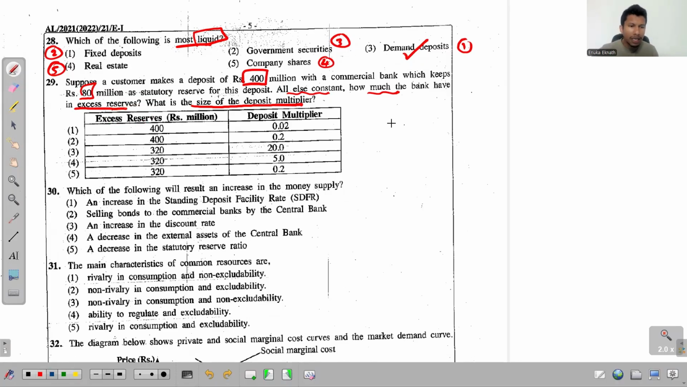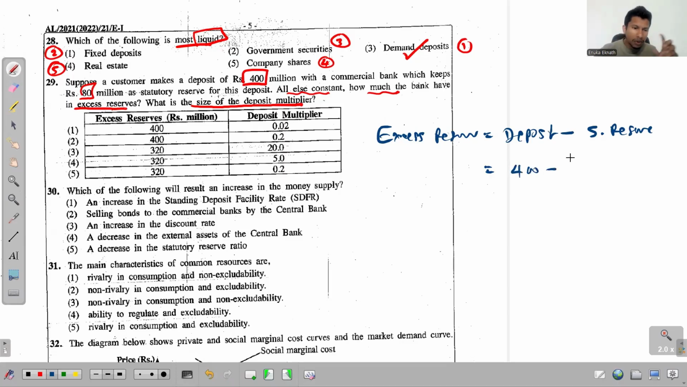How do we calculate this excess reserve? We write excess reserve equals the total deposit, and from this you need to deduct the statutory reserve. So the total deposit that the bank receives this time is 400 and the statutory reserve is 80. So the excess reserve that arises from this particular deposit is 320. So the answer has to be one of these.